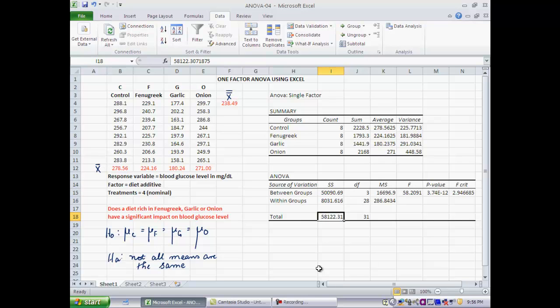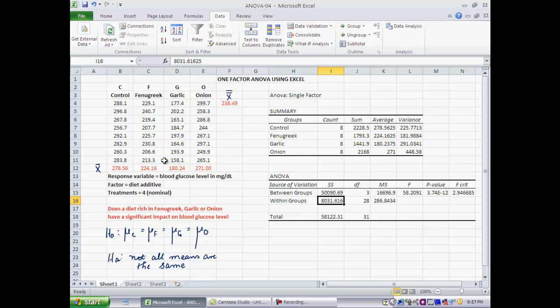Physically, what does total sum of squares mean? It means the following. If we consider all 32 values, so these are the 32 values of blood glucose level for all 32 rats, and we think of this as one big group rather than 4 distinct groups, then the grand mean, the mean of these 32 values, is 238.49. So if we take each data point, see how far it is from 238.49, square that difference and add them up, that is the total sum of squares. That comes to 58122.31.